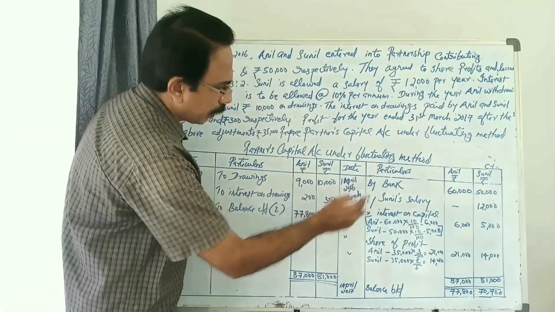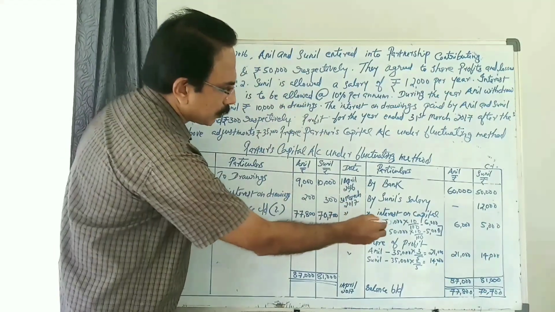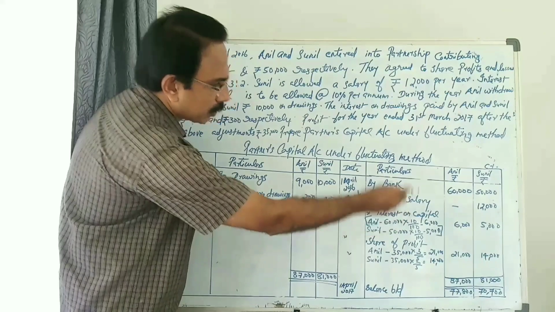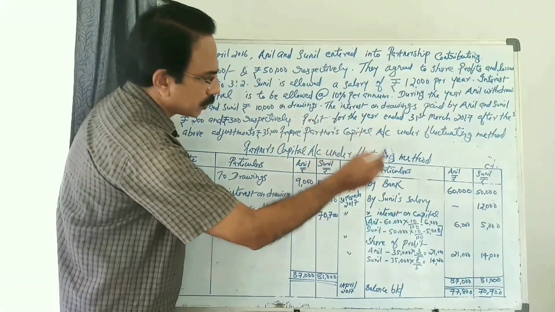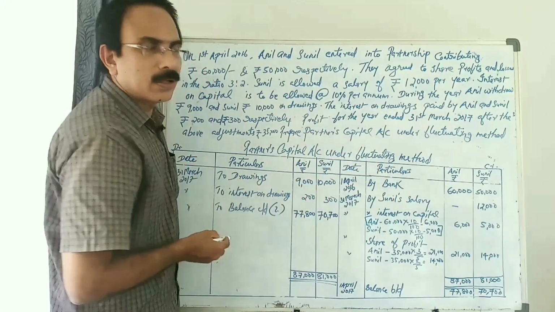Then next, partners are allowed interest on capital at 10% per annum. That is interest on capital. Anil, the amount of capital 60,000. 60,000 into 10 by 100, 6,000. Sunil 50,000 into 10 by 100, 5,000. That is amount on Anil 6,000 and on Sunil 5,000.